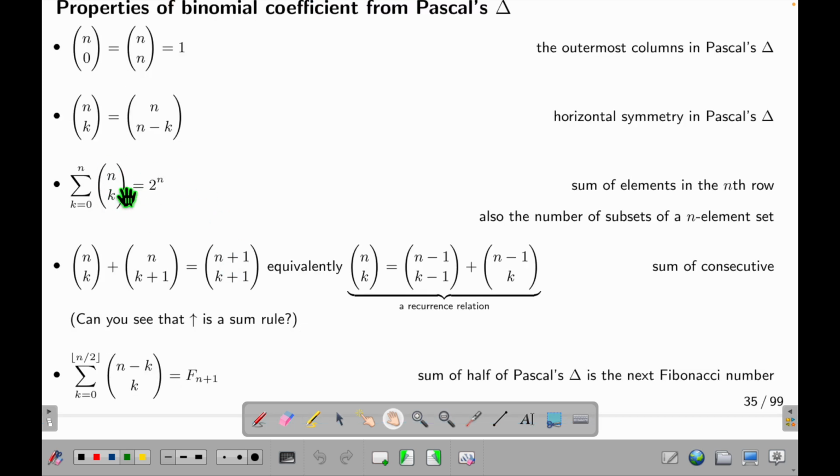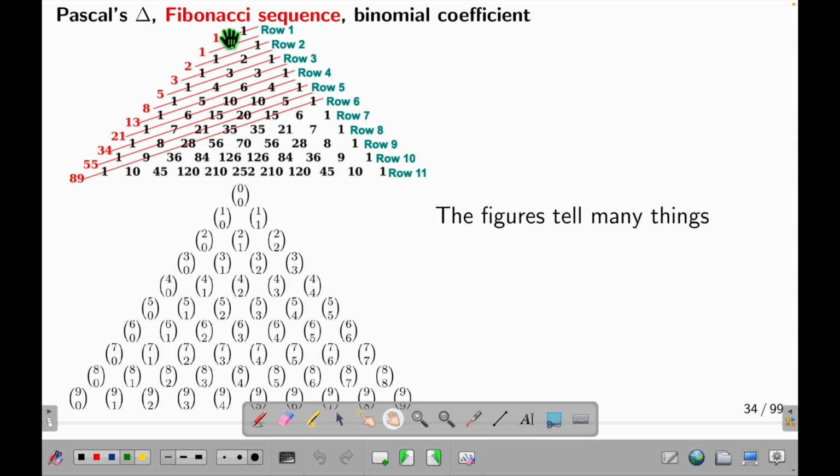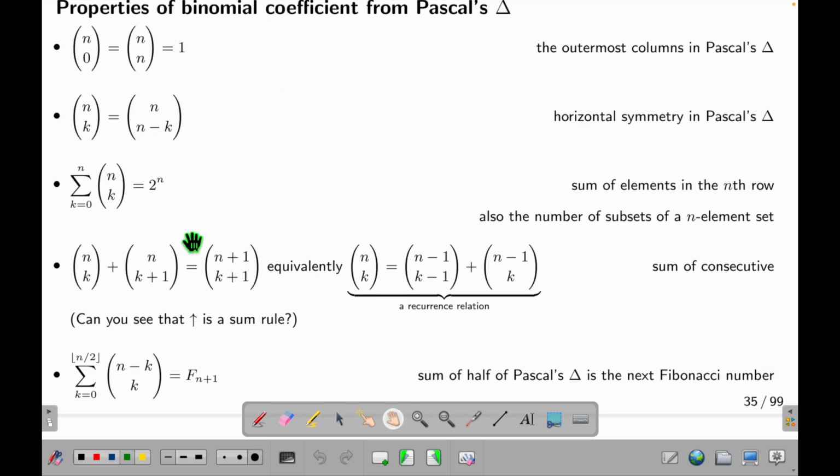What about this? Sum of n row. Sum this row. Okay, this is the Fibonacci sequence. Sum this row horizontally, 1. Sum this row, 2. Sum this row, 4. Sum this row, 8. 1, 2, 4, 8. Okay, next is 16, 32, 2 to the power something.